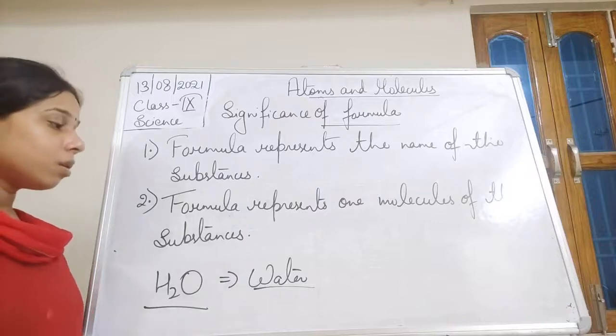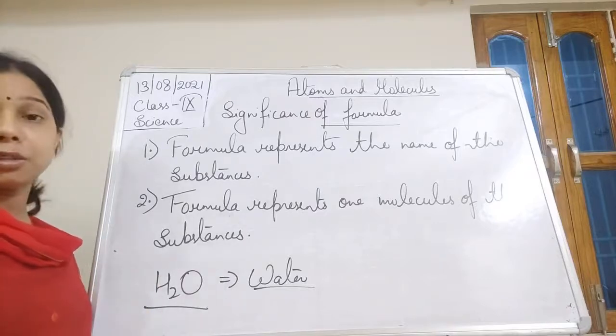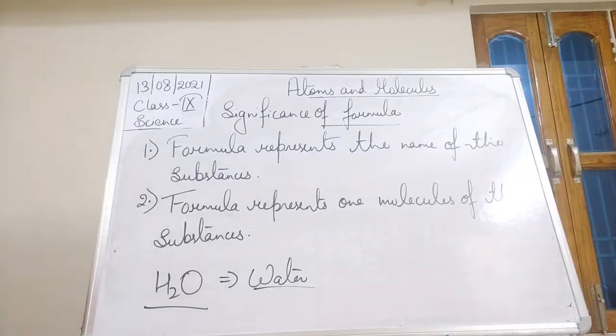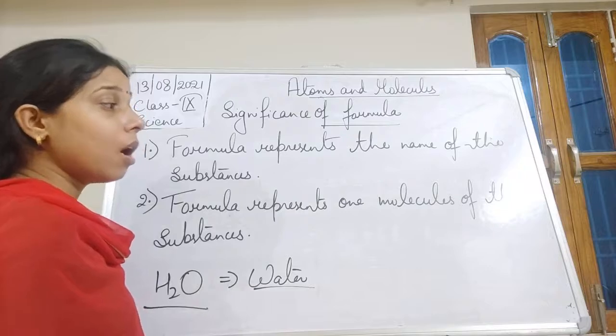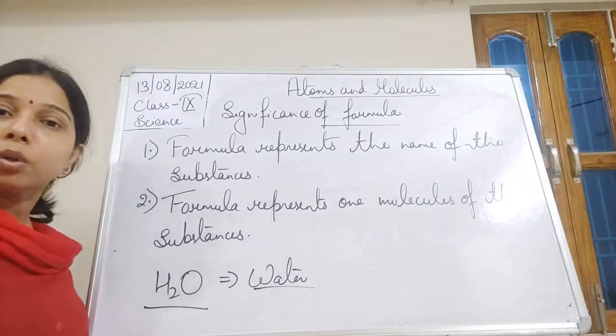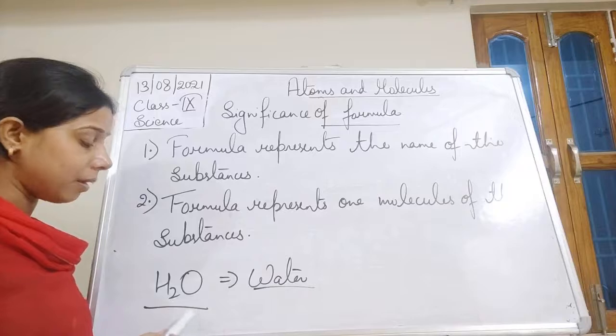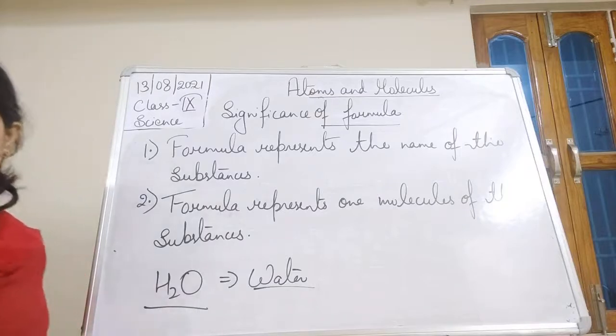Here we can also say that H2O is representing one molecule of water. So it helps in representing the name of the substance, as well as it also tells the molecule of the substance. So one molecule of the substance is represented by H2O, which is called water.